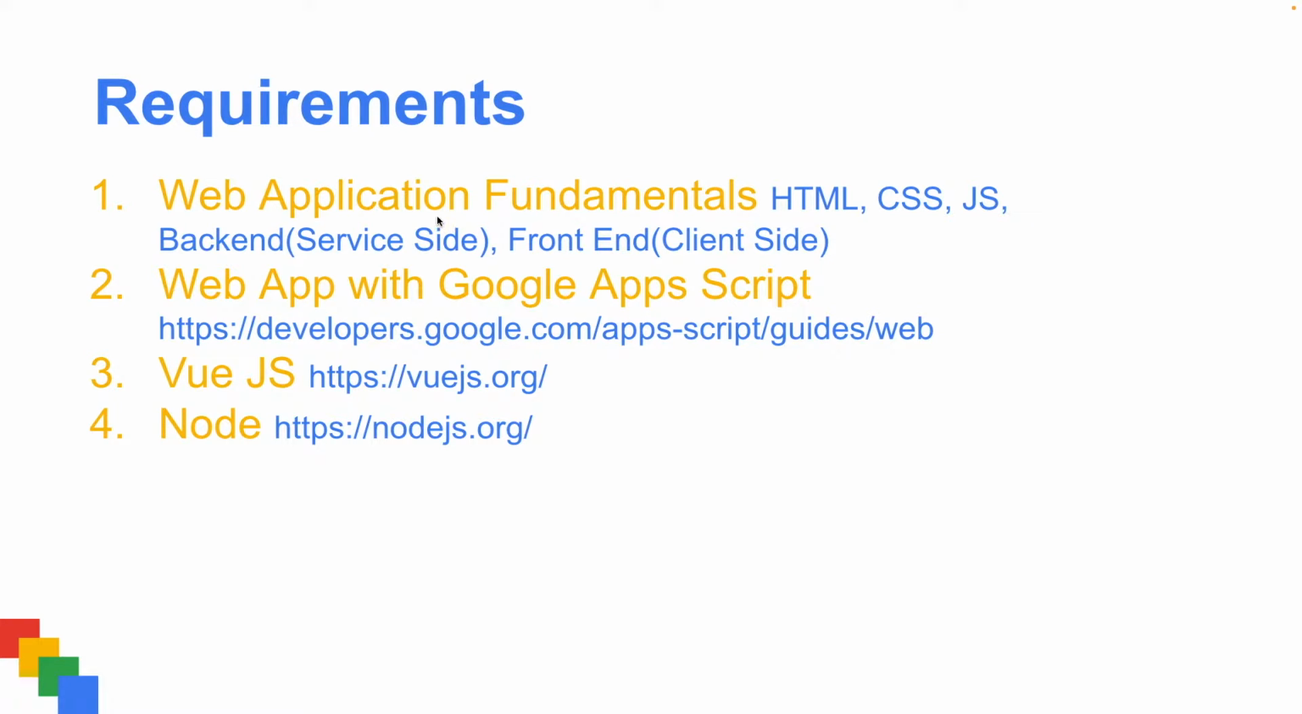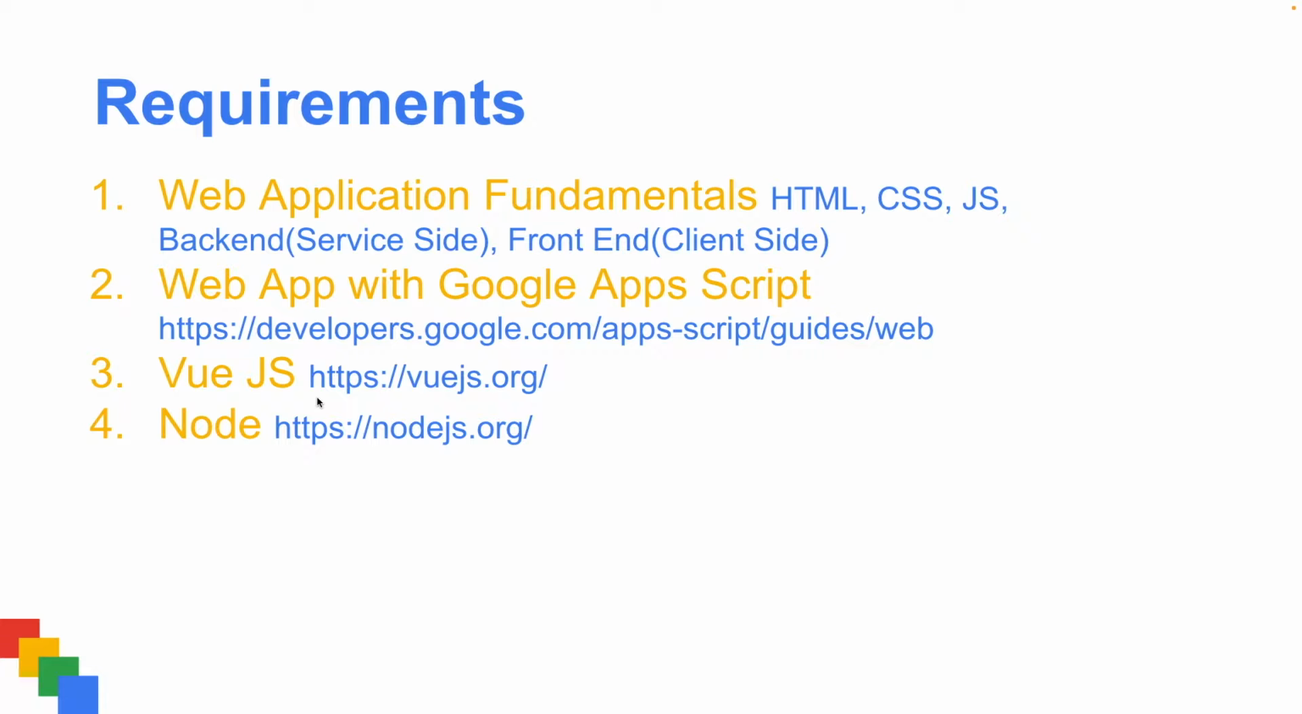But as you can see, for the web application fundamentals, we have HTML, CSS, JavaScript. So you cannot have a file with an extension like .js or .css and put it on your Google Apps Script platform. That's why we need to convert the CSS and the JavaScript to a file with the extension .html. That's why I list the second item here. You need to know the basics about this platform to build a web application.